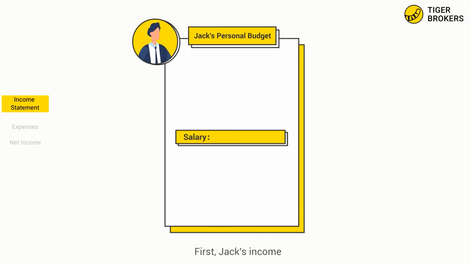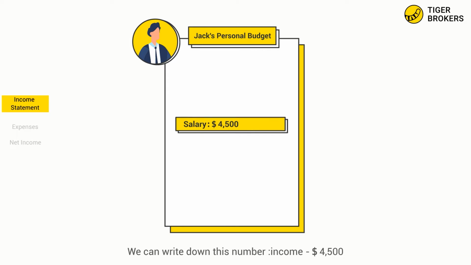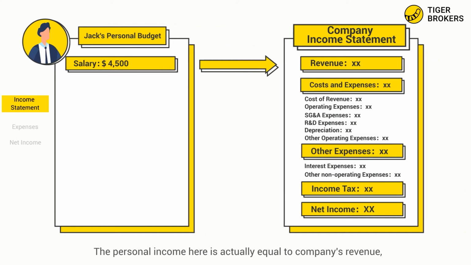First, Jack's income. Jack works in a company and doesn't have a side job, so his income is his salary, $4,500 per month. We can write down this number: income, $4,500. The personal income here is actually equal to company's revenue, which is the money you've earned.